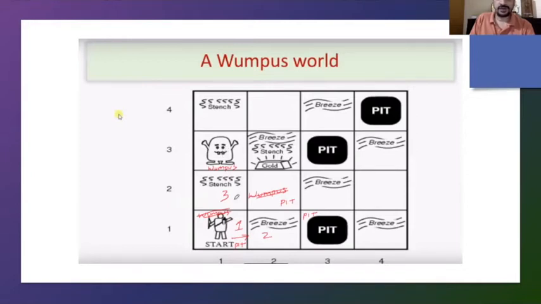So where will you go? You cannot go to the first position because you know what is there in the first position. So you will go to this particular position. This is your fourth position where you'll go. Now after getting to the fourth position, what will you feel? You will feel nothing. Why? Because in the adjacent positions there is no Wumpus and no pit. So you will not feel any stench and you will not feel any breeze.